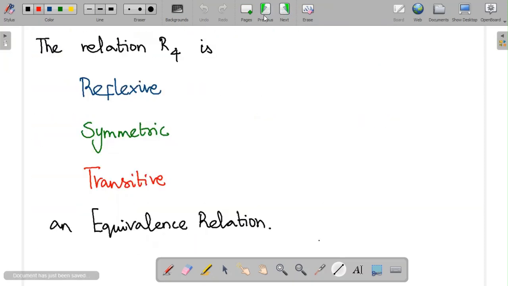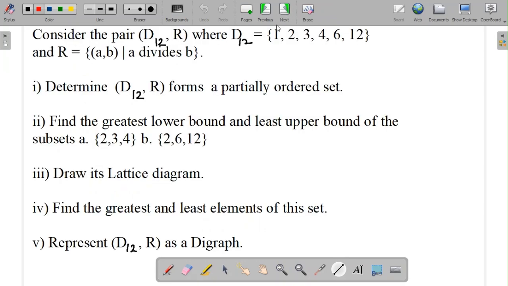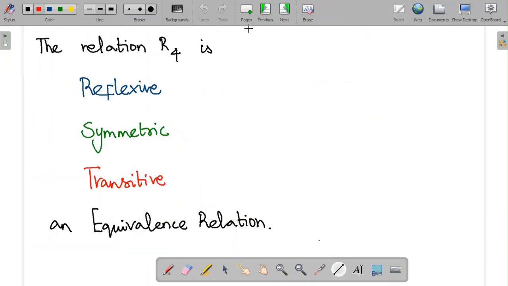That brings us to the end of the problem that we began to discuss. We see that some of our relations have met all the conditions necessary for an equivalence relation, some of them have not, and some of them have met the conditions for a partial order. In the next video lesson, we will discuss a problem which focuses specifically on a partially ordered set, and we'll try and define its Hasse diagram, its digraph, and we'll also find if it has greatest elements, least elements, lower bounds, and upper bounds. We'll take that up in the next session.